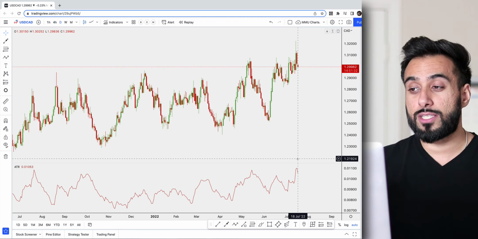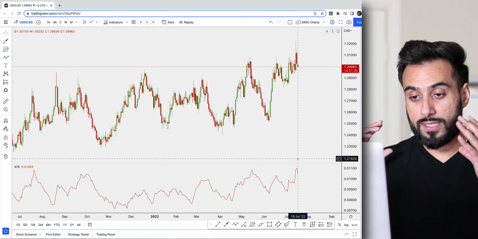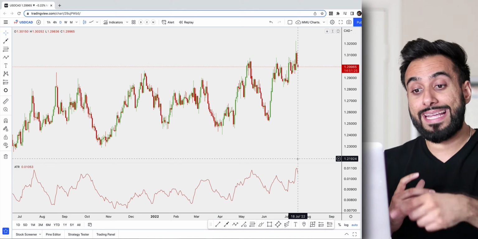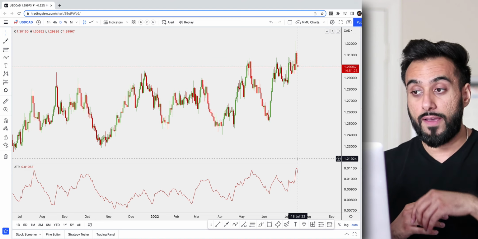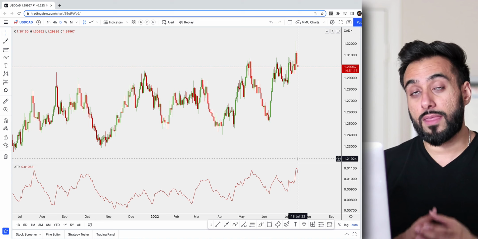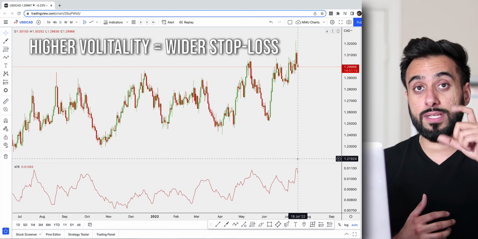So how do we use this to our advantage? I want you guys to think, if the market is more volatile, if the ATR is higher, if the market is moving up and down much crazier, won't we agree that our stop loss should be relatively bigger?